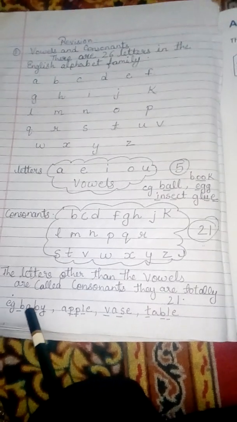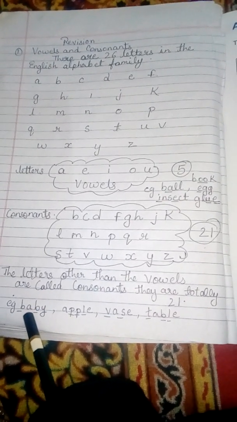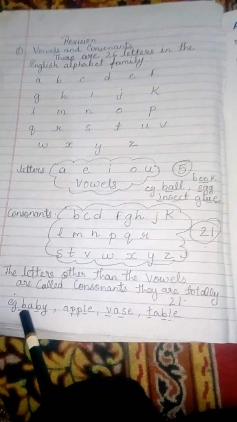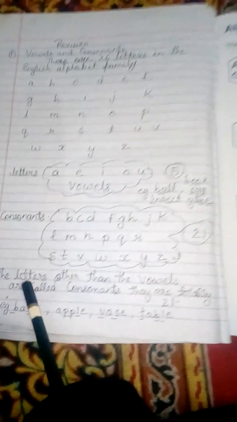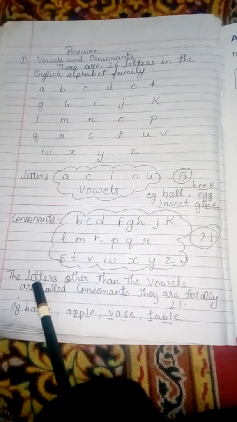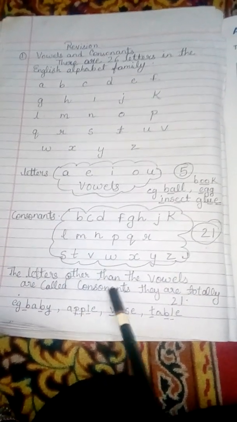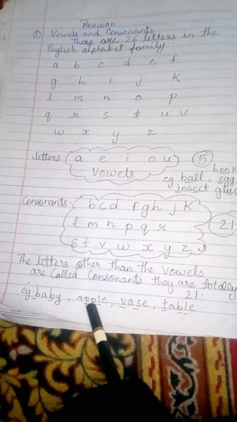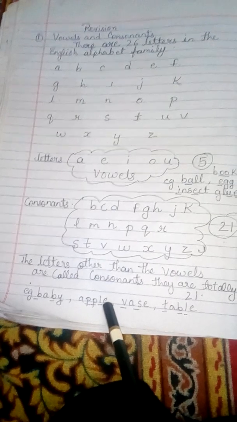Baby, B-A-B-Y, baby. Now you already know that A is a vowel and the letters other than vowels, B, B and Y, are consonants. So as you can see, the letters other than the vowels are called consonants. Then let's see the next example, apple, A-double-P-L-E. So double P and L are consonants, and you know that A and E are vowels.